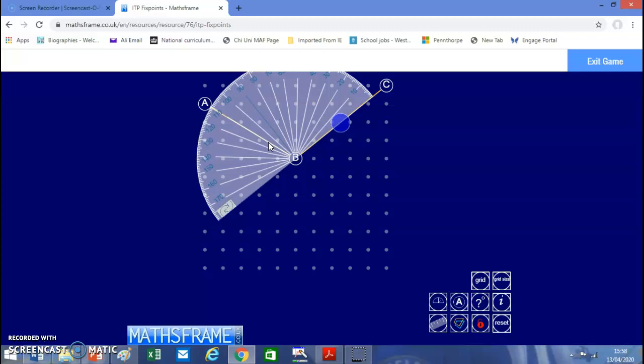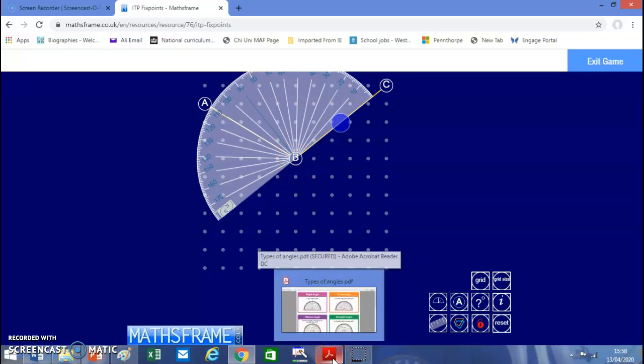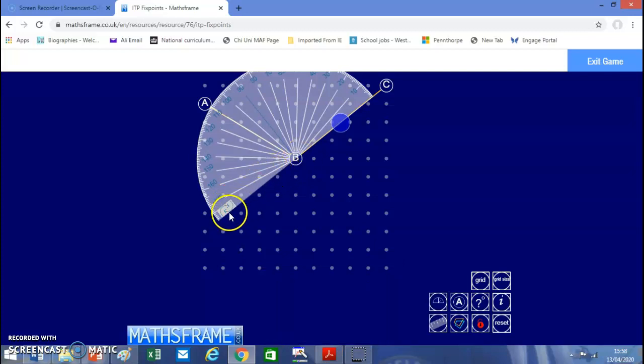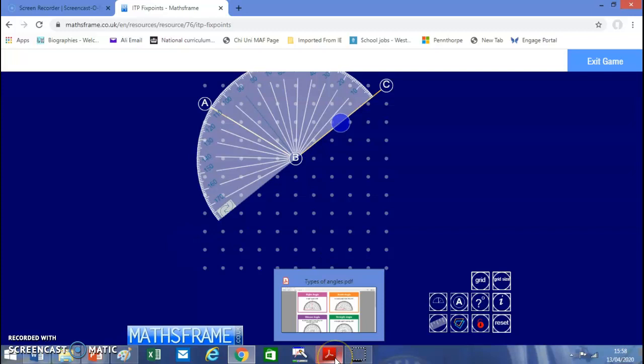Now this kind of angle is greater than 90 degrees, so we call it an obtuse angle. It is greater than 90 degrees, but it is less than 180, so we call it an obtuse angle. Sorry, an, not a. It's an because obtuse begins with a vowel.